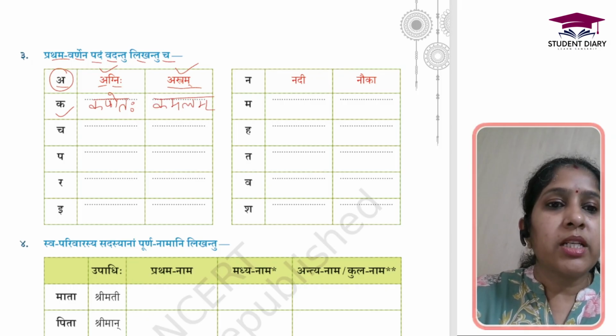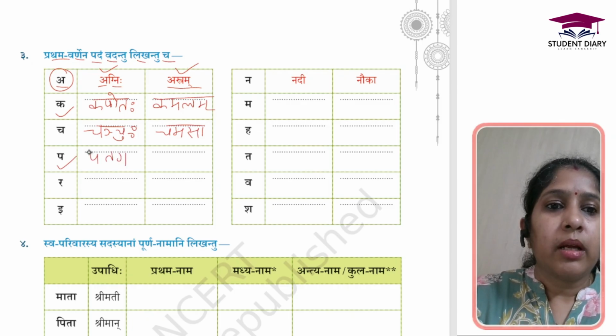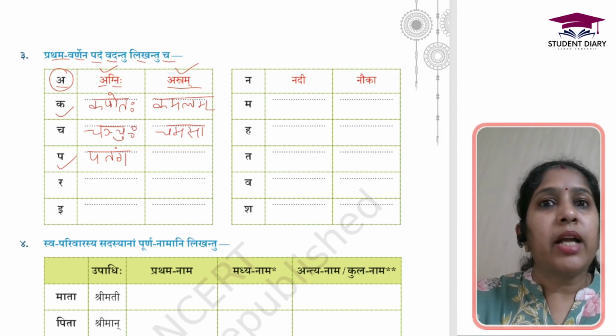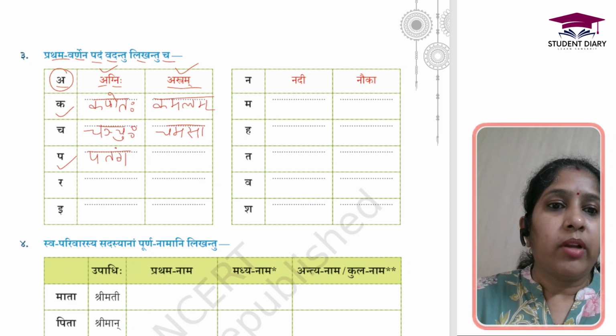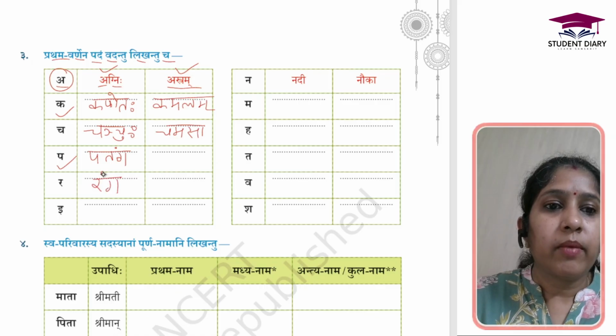Then with Cha, just now we did, right. One I can say is Chanchuhu, correct? And the second one I can say is Chamas, or Chamasa. Then with Pa, what would you like to write? Patang. And with Pa, one more. So let's do one thing. I will write one word, and the other word you fill with your own choice, whatever you want to fill. Okay. Then with ra, I would like to say rang, color.